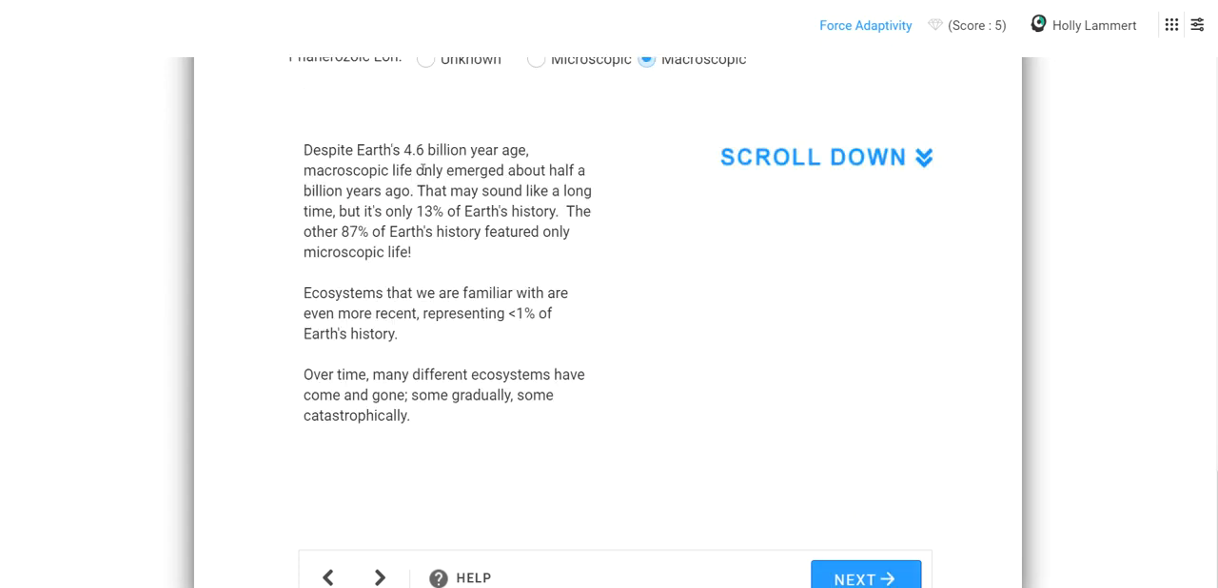So, despite Earth's 4.6 billion year age, macroscopic life only emerged about half a billion years ago. That may sound like a long time, but it's only 13% of Earth's history. The other 87% of Earth's history featured only microscopic life. Ecosystems that we are familiar with are even more recent, representing 1% of Earth's history. Over time, many different ecosystems have come and gone, some gradually, some catastrophically.